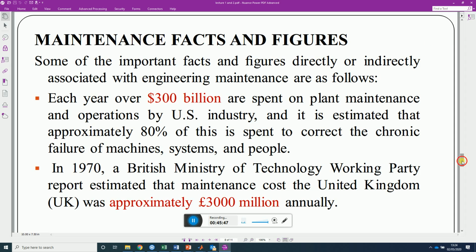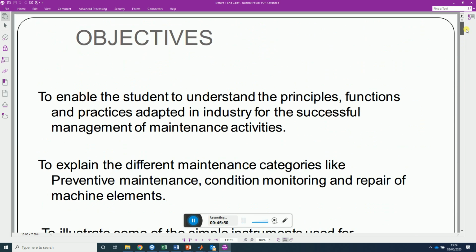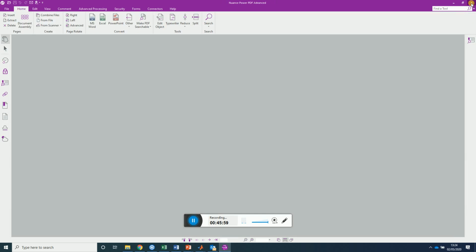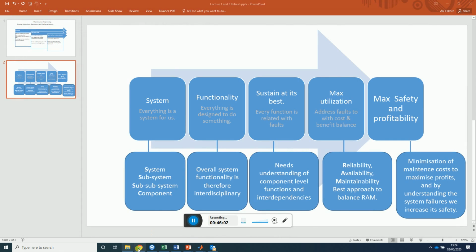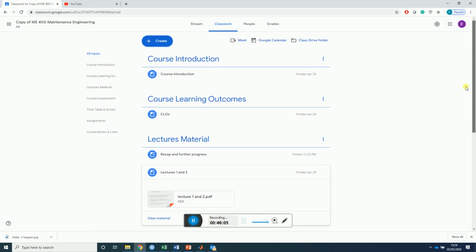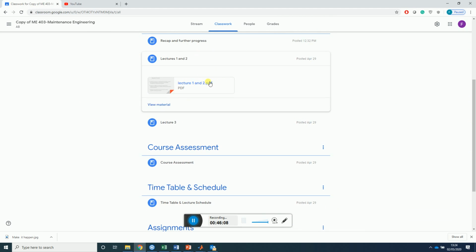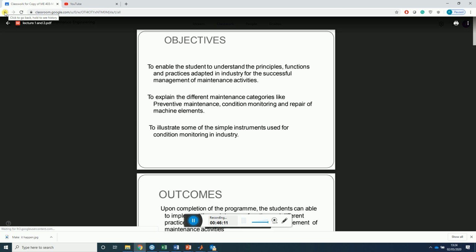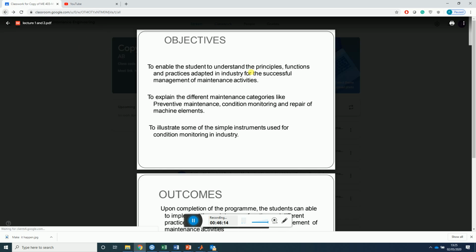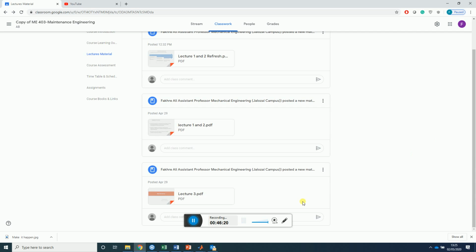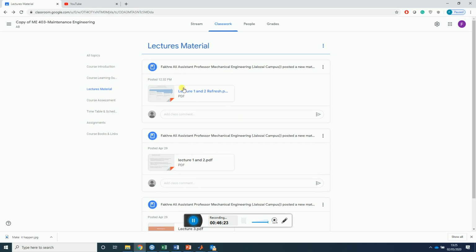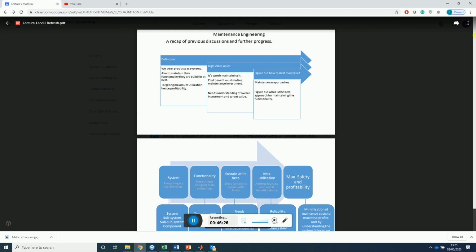So that's all I want to discuss today, from where we left. Just to have a recap and look into some basic fundamentals of maintenance engineering. All these slides are available on the Google drive, as you can see here. Lecture 1, Lecture 2. These are the slides we just went through, and this refresher, Lecture 1, Lecture 2 refresher, is what I went through with you in the earlier phase of the lecture.